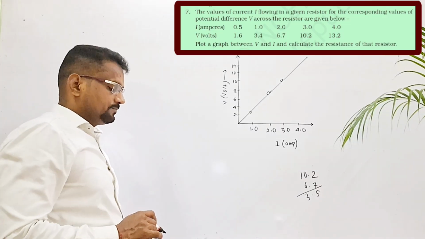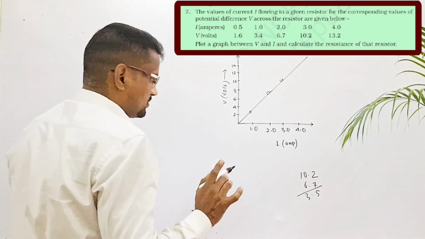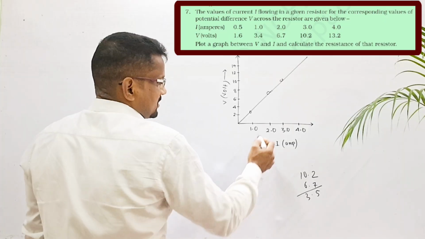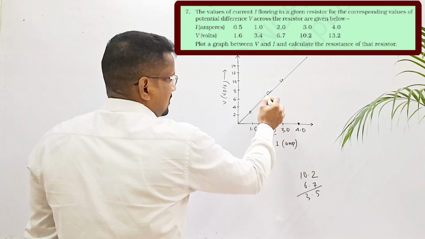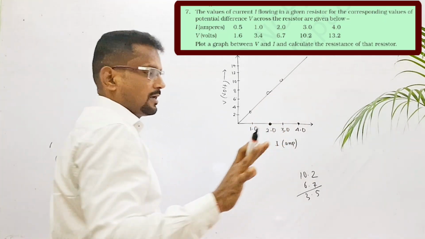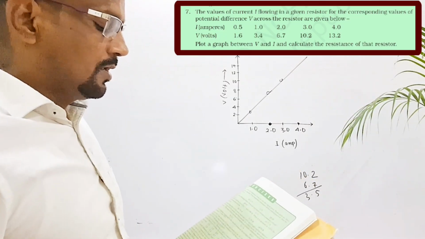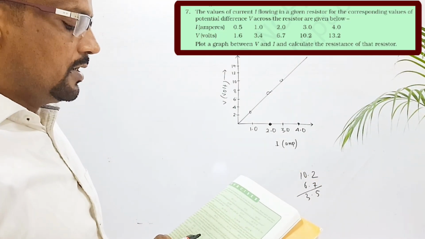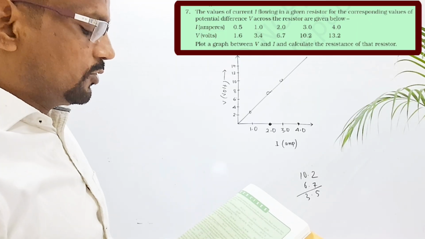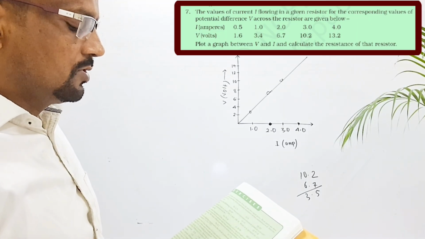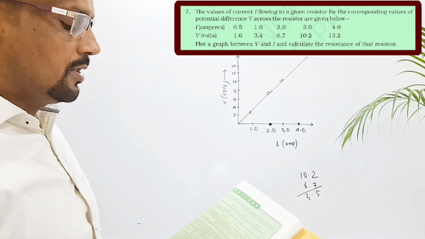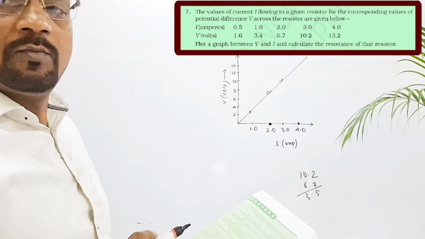And the slope is what? For any graph, you can choose any two values. Say if you take this and this, it is better to take from the data, from the table. So in the table, if you see here, when the current is 2, the potential is 6.7, and when the current is 4 ampere, the potential is 13.2.